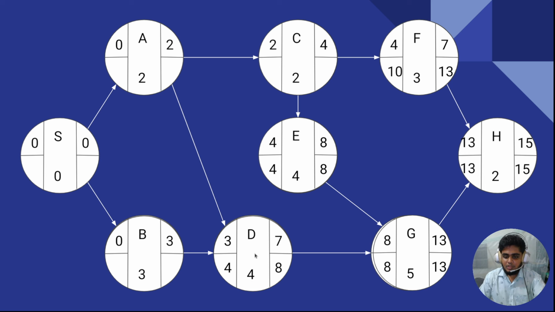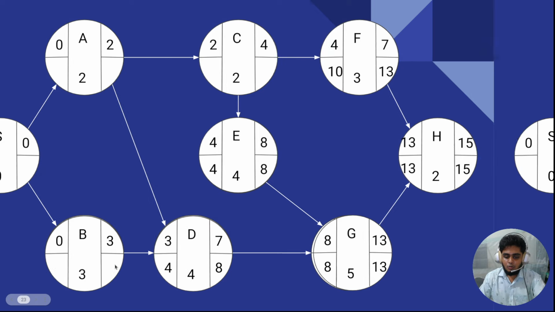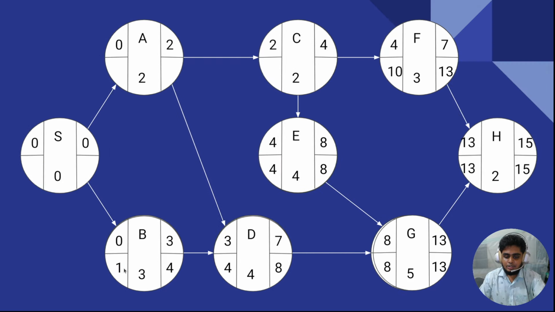So how can I complete it? Just copy the value 4 here. So this will be the latest finish time for activity B, and the latest starting time for activity D. And what will be the latest starting time of activity B? This is basically 4 minus 3 is equal to 1.